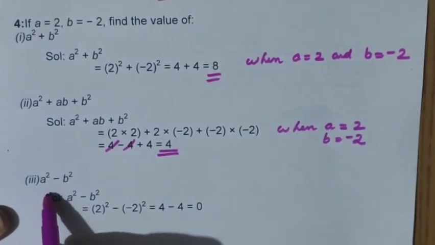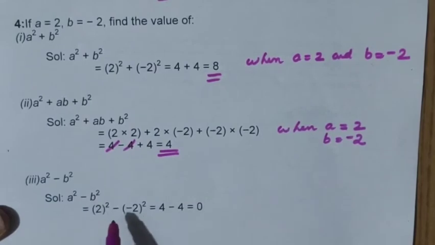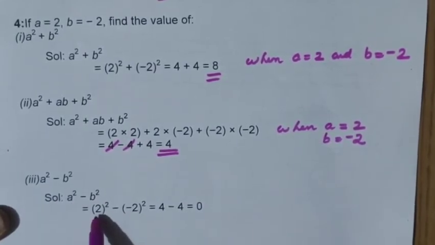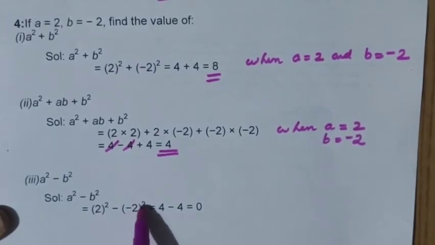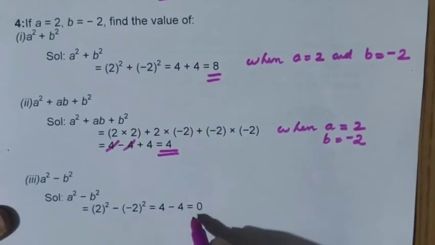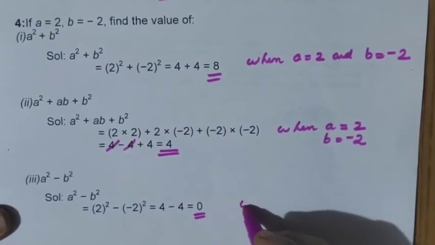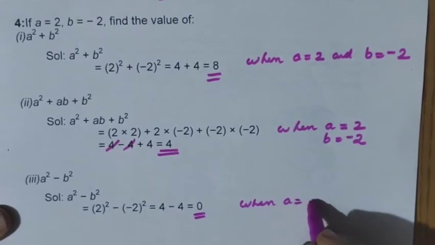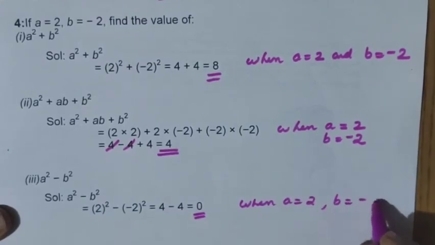So the third question, a square minus b square. Now you understood how the step is. Instead of a, 2 should be put, a square will be 2 square, minus b will be minus 2. So minus 2 square. So 2 square is 4, minus 2 square is 4 only, but in between minus is there. So 4 minus 4 equal to 0. We should add, when a equal to 2 and b equal to minus 2.